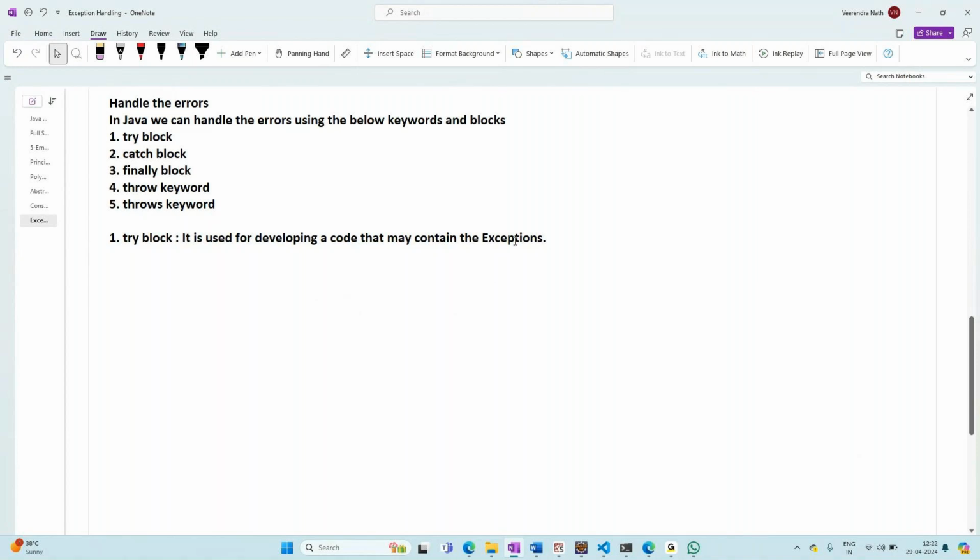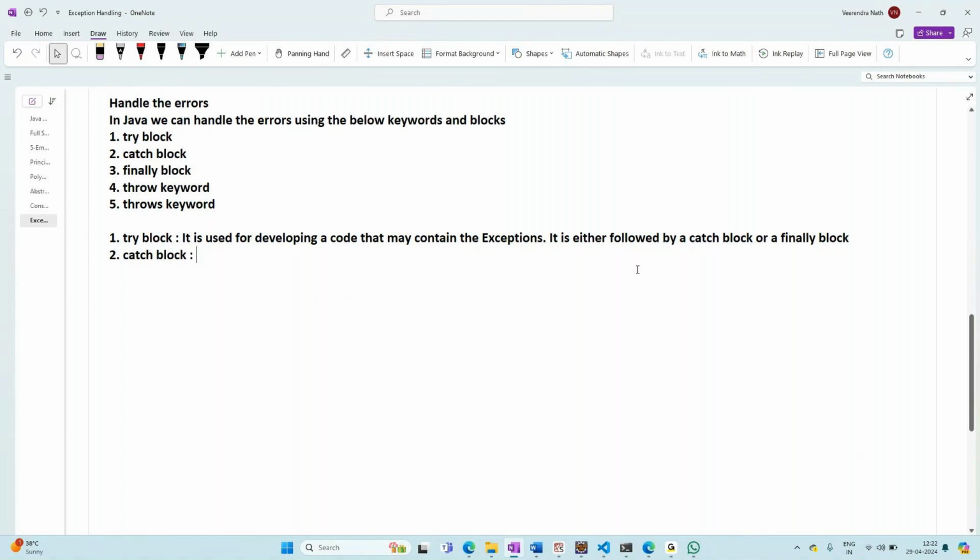So we may have the exception here. It is used for developing a code that may contain the exception basically. It is either followed by a catch block or a finally block.